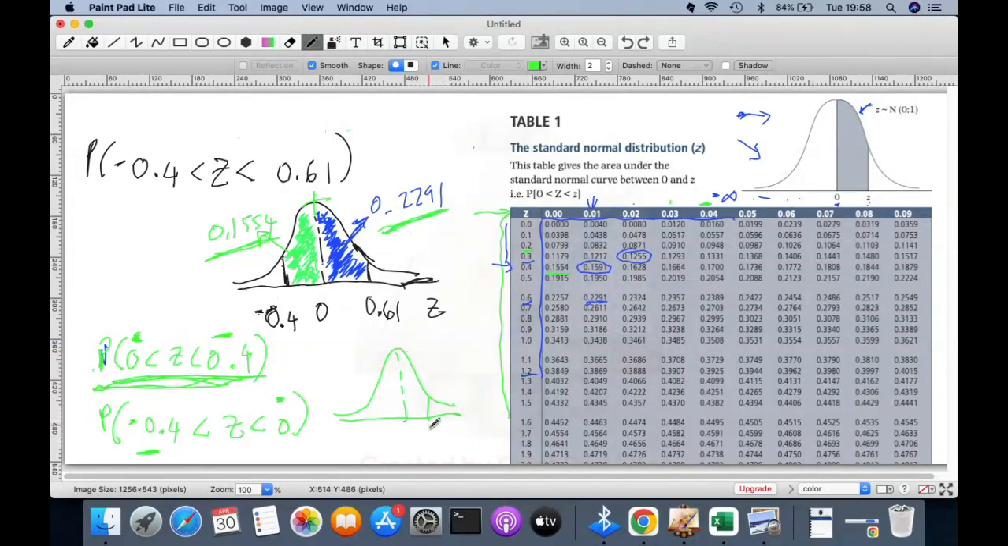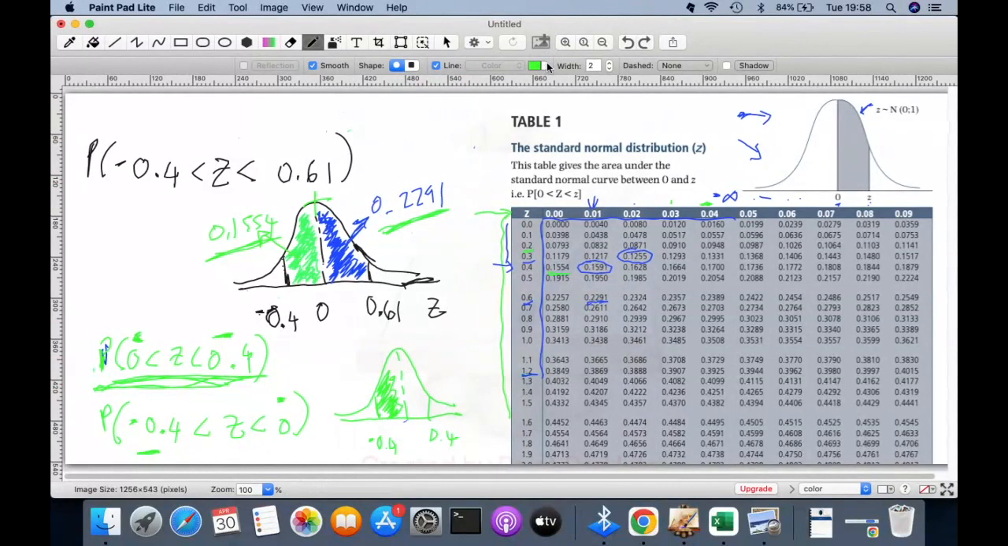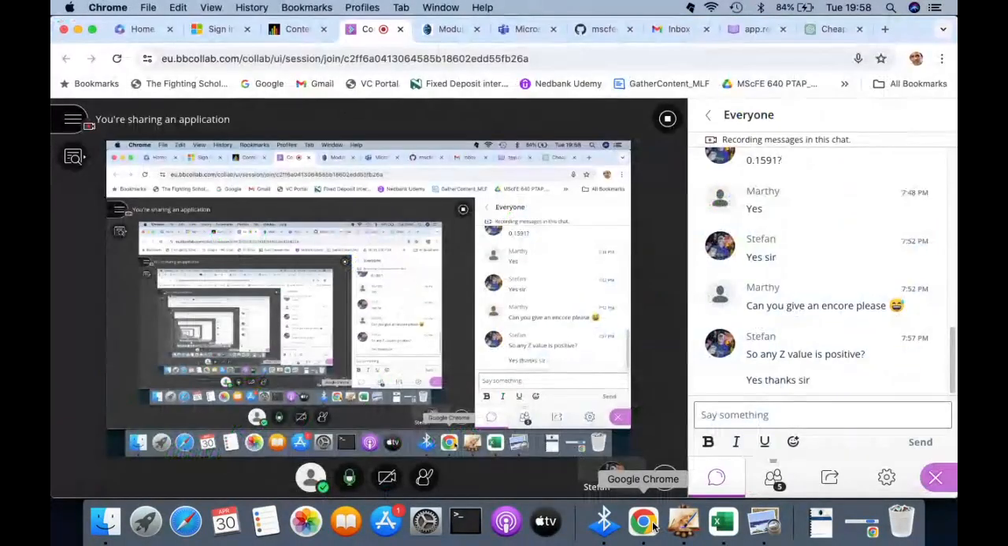There's 0. So if this is positive 0.4, that's negative 0.4. What I'm saying is the area from negative 0.4 to 0 is exactly the same as the area from 0 to its positive counterpart, or its equivalent. Stefan, does that make sense? That's pretty much what these two equations are saying. Fantastic. All right, is everyone okay with this?